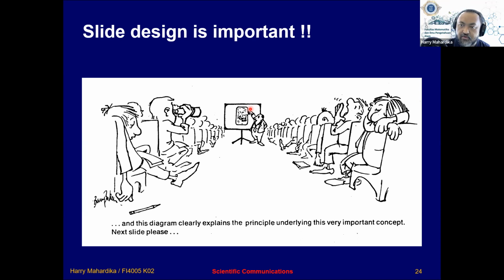So therefore, when you are designing your PowerPoint, pay attention also to the size of your picture if you are going to add a picture or a graph into your slides, so that all of the audience, even at the back row of the seminar room, will see the figure clearly.